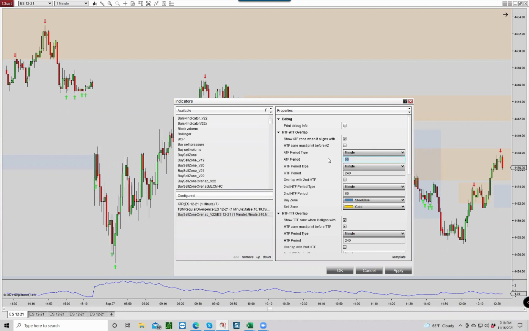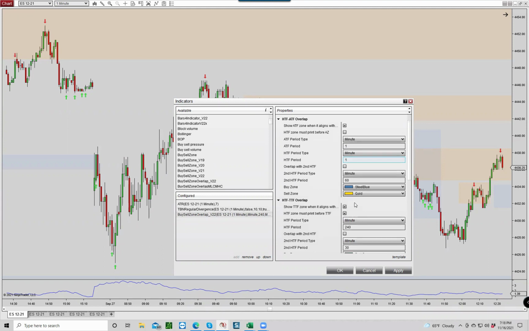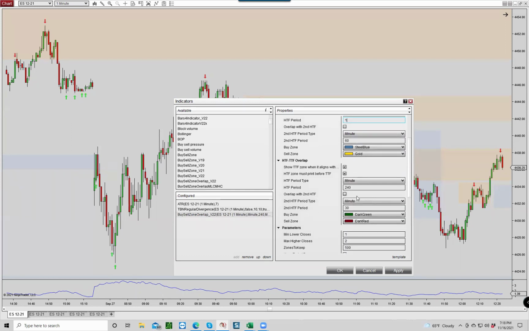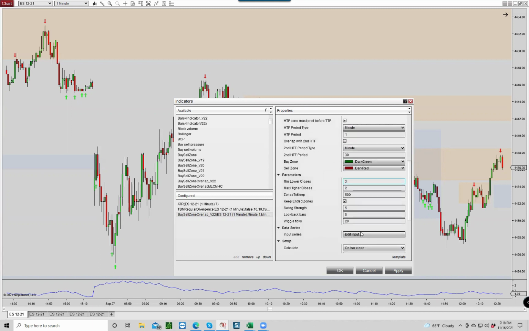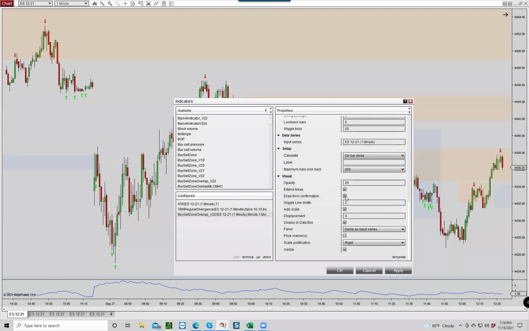So what I'm going to do here is apply this to a 1 minute. My high time frame is going to be a 1 minute. My trading time frame is going to be a 1 minute. And those are going to end up being steel blue, which is actually this color here, and then gold. And then I'm going to apply my buy sell zones. My high time frame again is going to be a 1 minute, because I want to wait for the overlap to happen on the same time frame that I'm trading from. And I want to use 3 for my min lower closes and make sure I always have this checked.